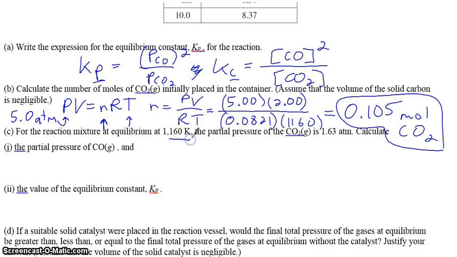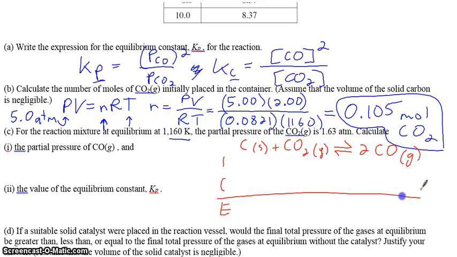Okay, so now for part C, it says for the equilibrium mixture at the same temperature, the partial pressure of CO2 is 1.63. So we're going to have to do a quick little ICE box. Let's reproduce the equation so we can see it here. Our equation again is solid carbon plus gaseous CO2 in equilibrium with gaseous CO.